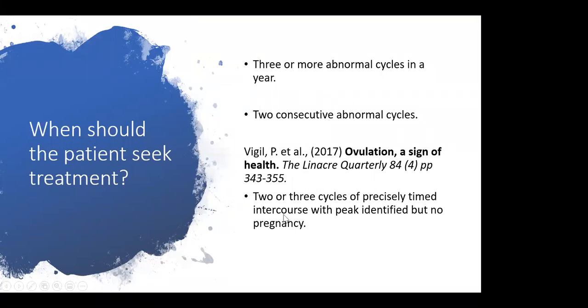And then unlike the IVF field, where they want the couple to have been trying for at least 12 months, if the couple has 2 or 3 cycles of precisely timed intercourse with peak identified, and there's no pregnancy, it's probably a good idea to refer them to treatment.